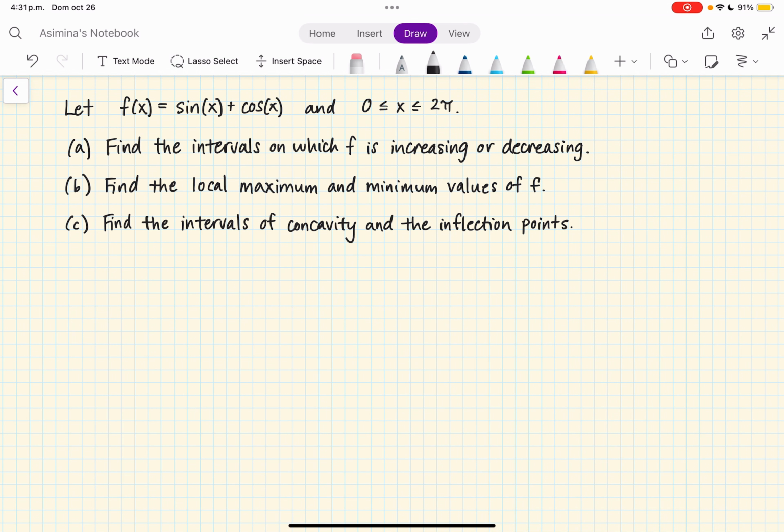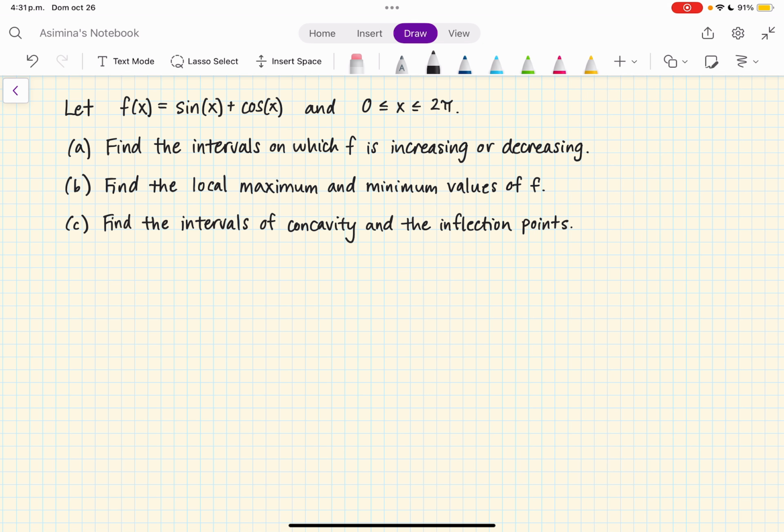In this video, we are going to find the intervals on which a function f is increasing or decreasing. Then we're going to find the local maximum and minimum values of that function f. And lastly, we're going to find the intervals of concavity and the inflection points of f.